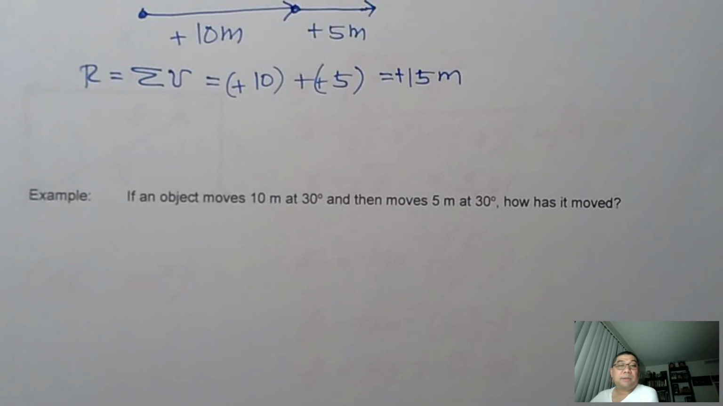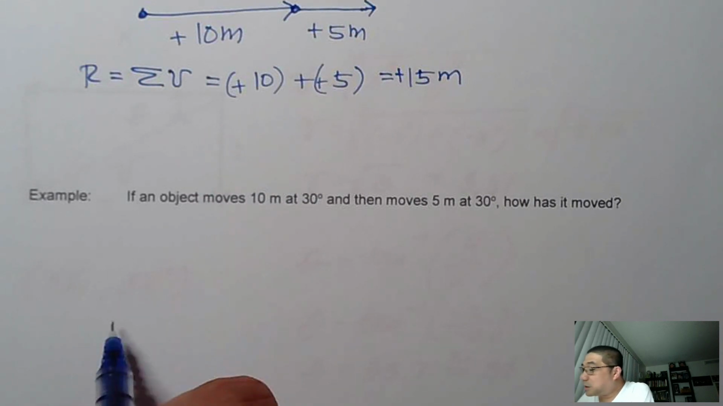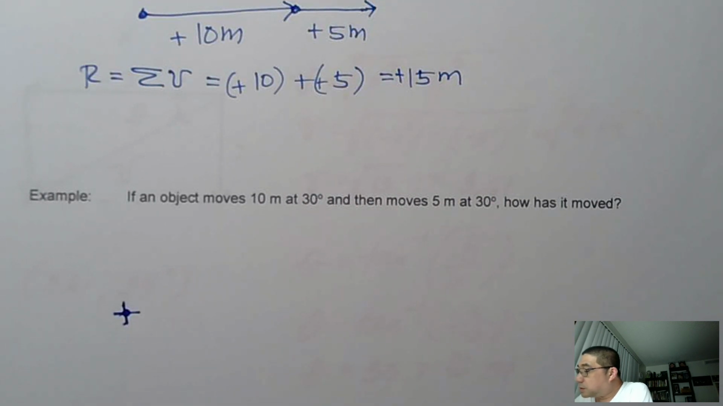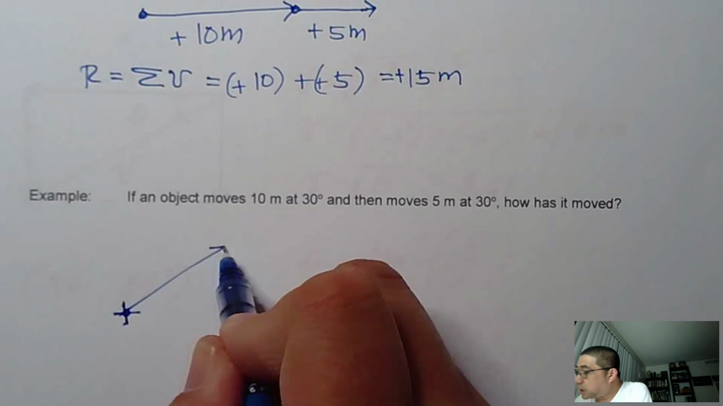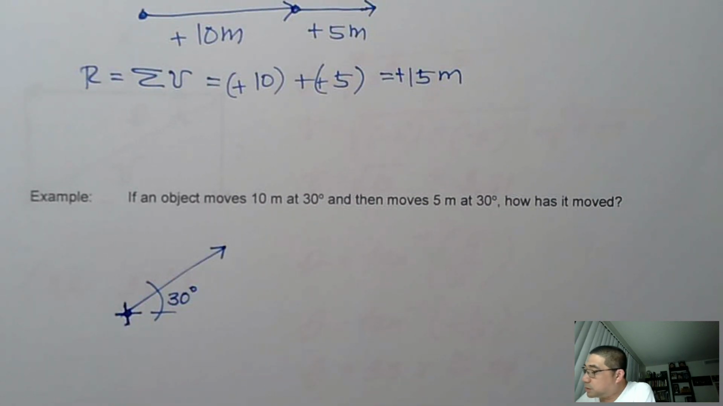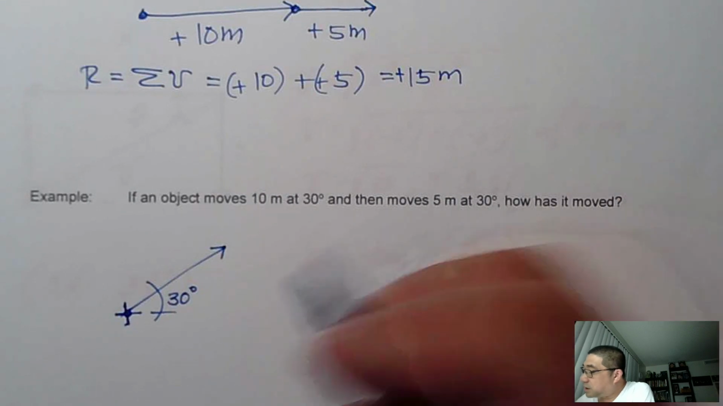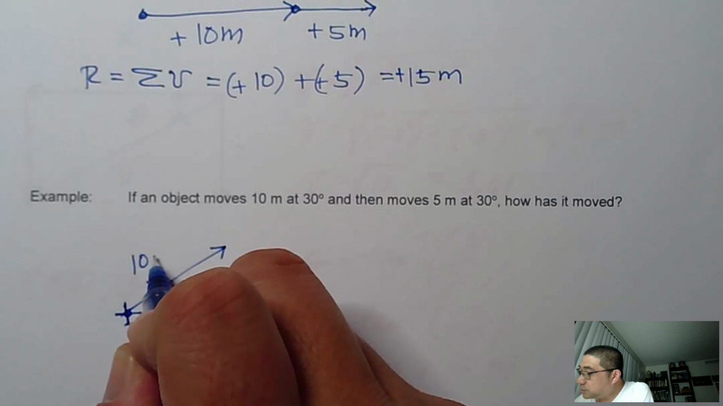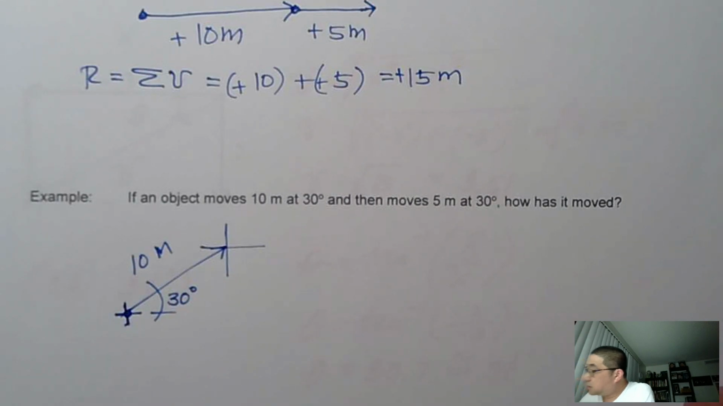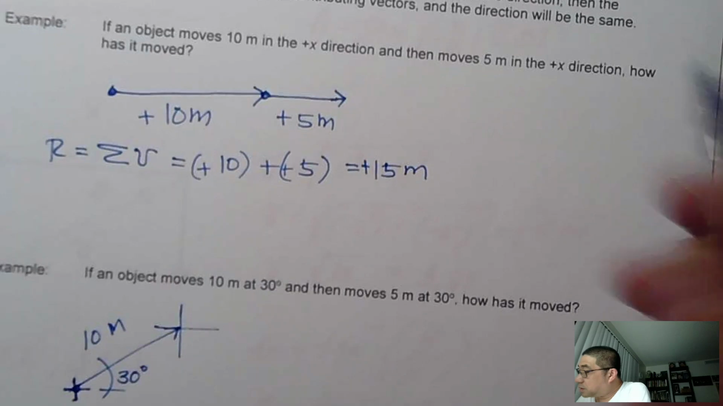How about this next one? If an object moves 10 meters 30 degrees and then moves 5 meters 30 degrees, how has it moved? Okay, so this one is a little bit trickier. Now, let's say this is your origin. So it means you move 10 meters at an angle, and that angle is 30 degrees. And then you move, and that is 10 meters. And then you move at another 30 degrees, 5 meters.